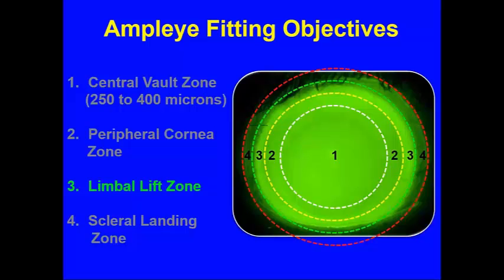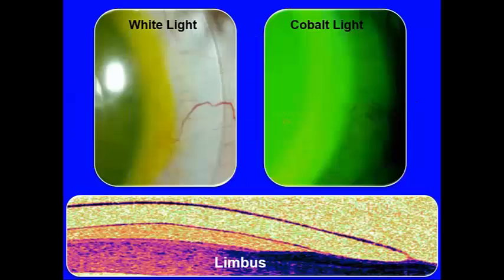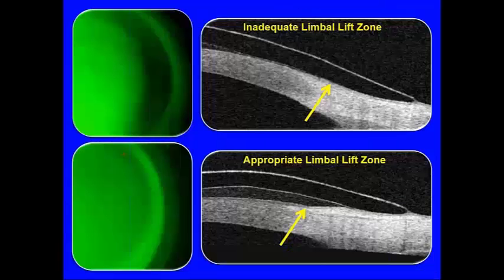Now, zone number 3 is the limbal lift zone. This is the area beyond the cornea that we believe is important to create a clearance of the lens beyond the cornea and beyond the limbus. It is actually best seen with white light. Here we can see we've applied the contact lens to the eye. We see the fluorescein coming across the limbus onto the sclera, and this is exactly what we want to see with the white light. A little bit of that fluorescein bleeding across the peripheral cornea, across the limbus, and onto the sclera. This is our indication that there is adequate clearance in that limbal area.